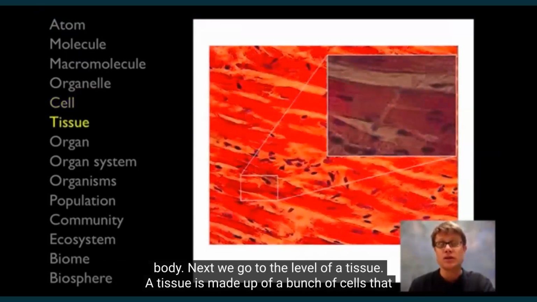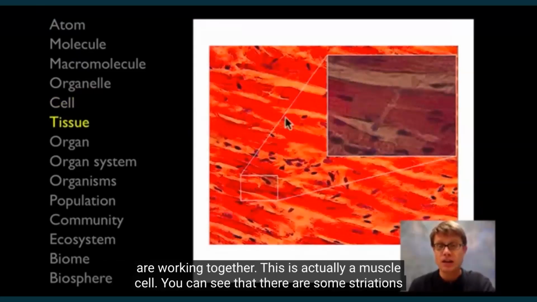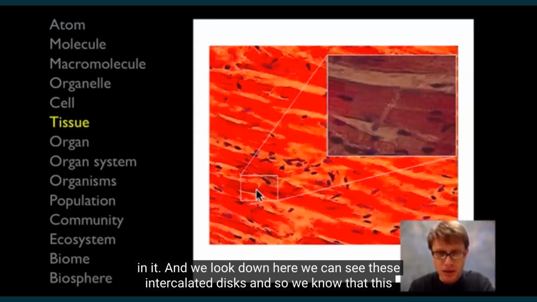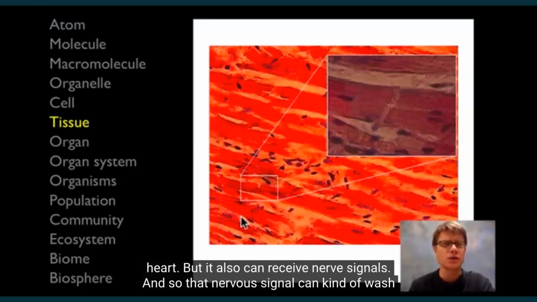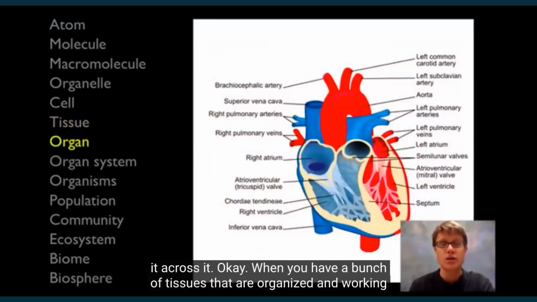Next, we go to the level of the tissue. A tissue is made up of a bunch of cells that are working together. This is actually a muscle cell. You can see that there are some striations in it. And we look down here, we can see these intercalated elongated discs. And so we know that this is cardiac muscle. And so it does a specific function, which is contract to beat your heart, but it also can receive nerve signals. And so that nervous signal can kind of wash across it.